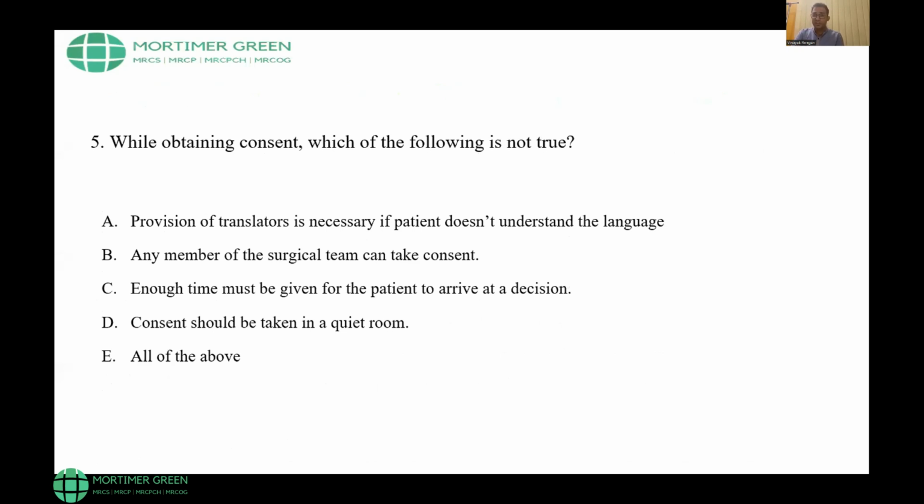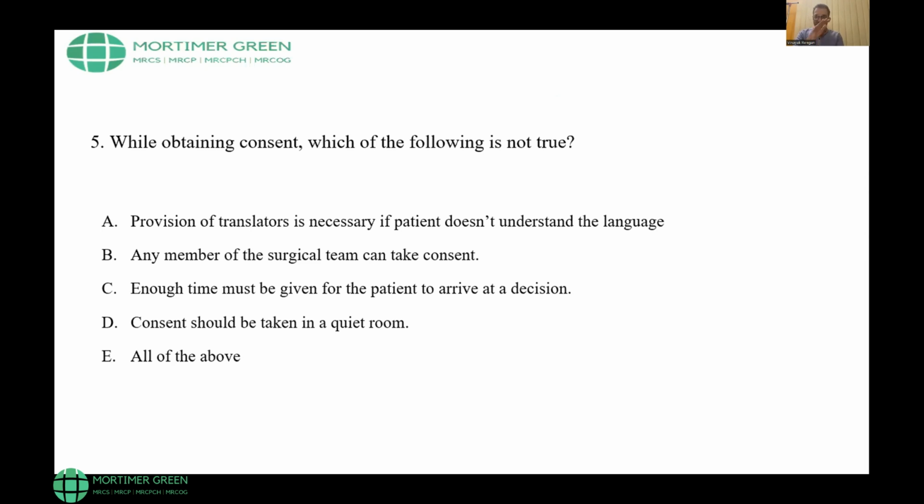Provision of translators is necessary if the patient doesn't understand the language. Absolutely important. This is a very important component of MRCS Part B as well. You will have a station where there will be a translator as well if you don't understand the language. Imagine you're taking the exam in Colombo like Dr. Rohan and I did, or in Malaysia, and there will be a translator available for any station. Any member of the surgical team can take consent.